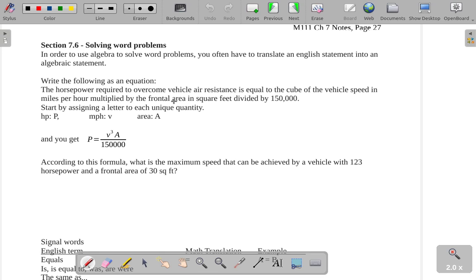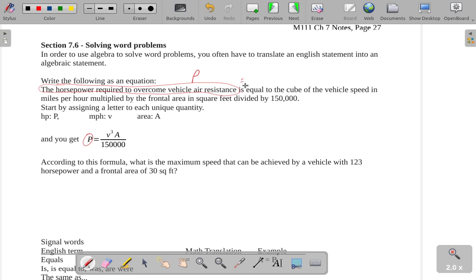It looks kind of complicated, though, because writing things out in English versus writing it as an equation using algebra, it's a lot harder to write it out in English. This is why we use equations and why algebra is so nice. So in any case, the horsepower required to overcome vehicle air resistance is all one number. So this big long expression here we would just call P, for instance, in this case.